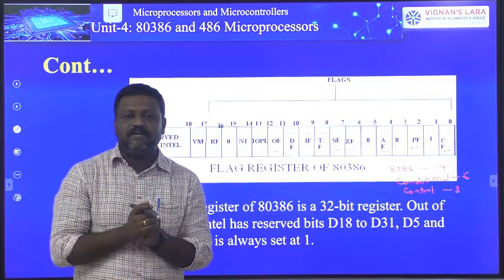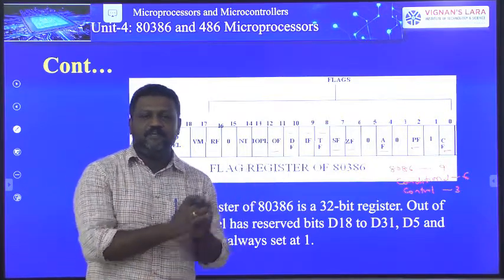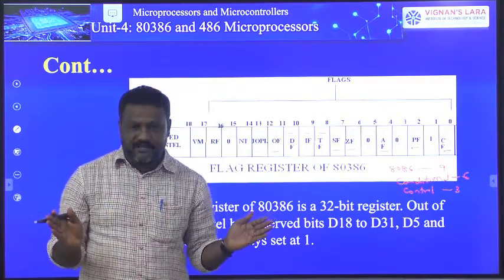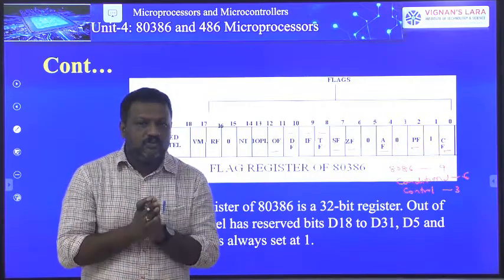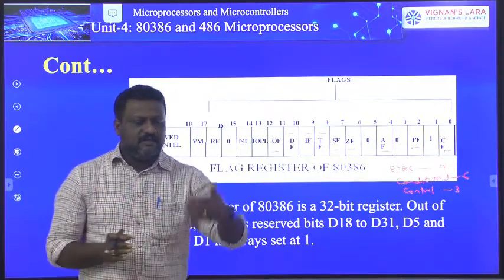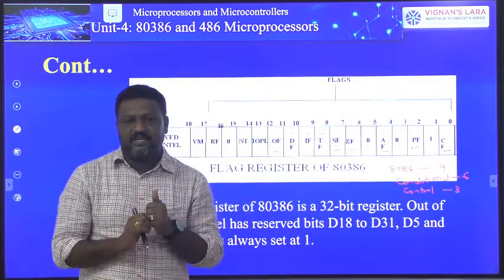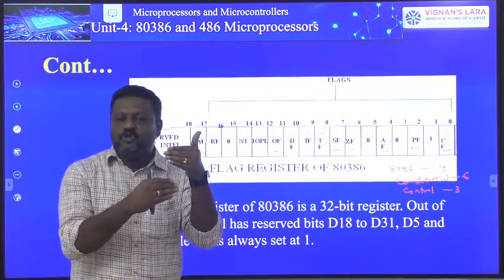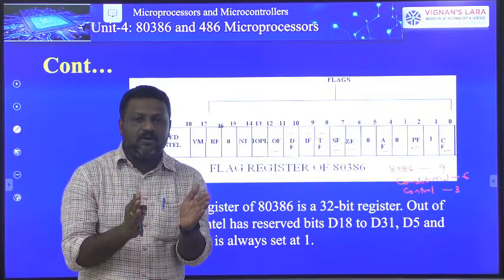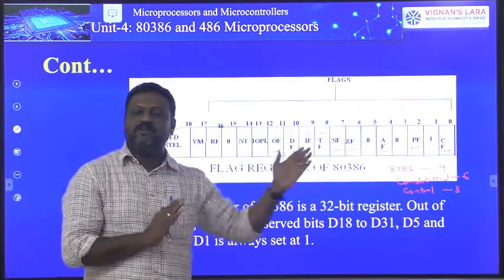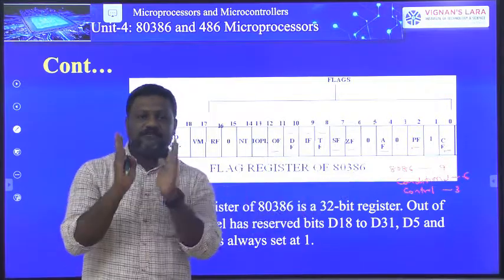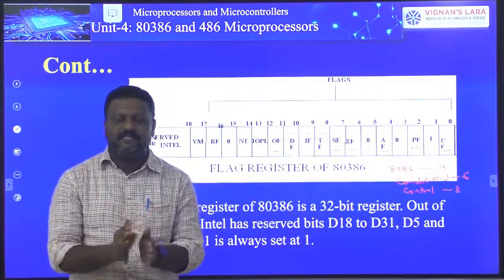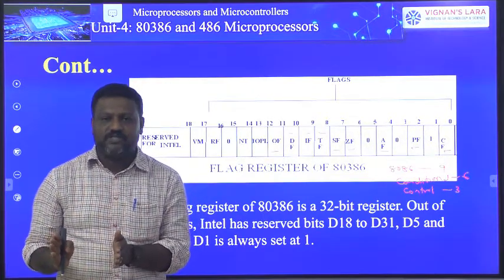I repeat my statement. The carry flag CF is set to 1 for 2 cases. Case 1, in addition the final carry is generated. And case 2, in case of subtraction, the first number is less than the second number, that means the minuend is less than the subtrahend. In order to do that subtraction, definitely we need a borrow. That borrow is also represented with the carry. So for these 2 cases, your carry flag is set to 1. For remaining cases, your carry flag is equal to 0.